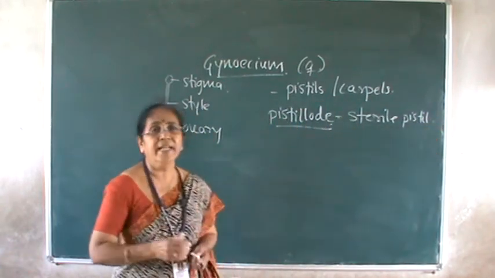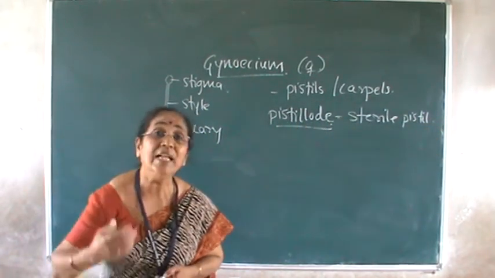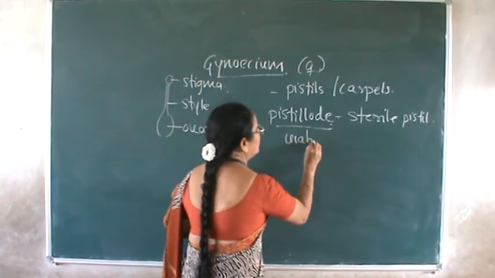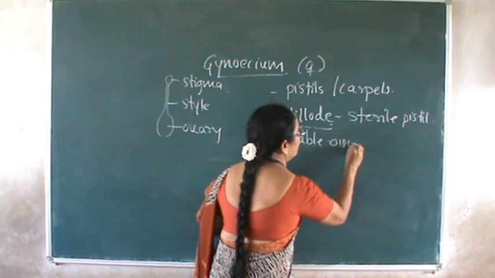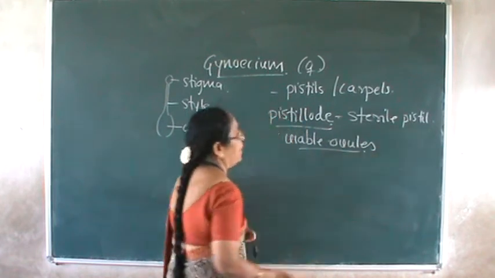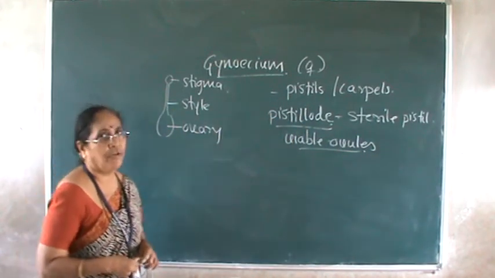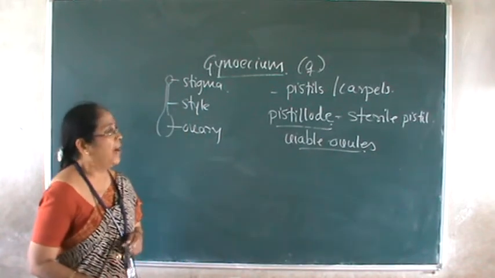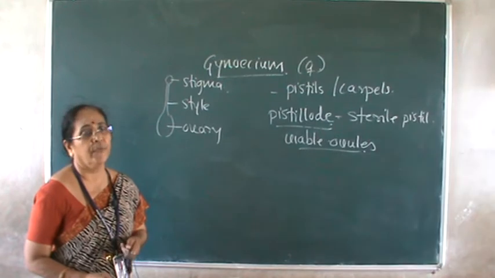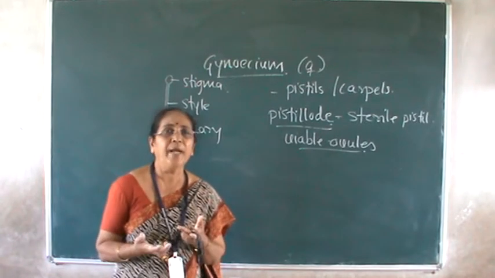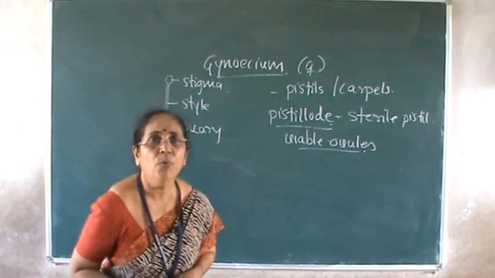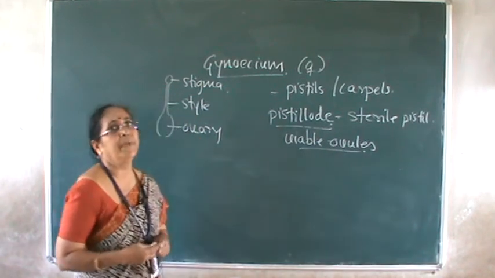Sterile means it is going to fail, or it fails to produce viable ovules. Viable ovules cannot be produced by that kind of pistil, so it is called a sterile pistil, or the viable ovules are not found in such an ovary. It may look like an ovary, it may look like a pistil, but the ovules present there may not be viable. In that case, it is called a pistilode.